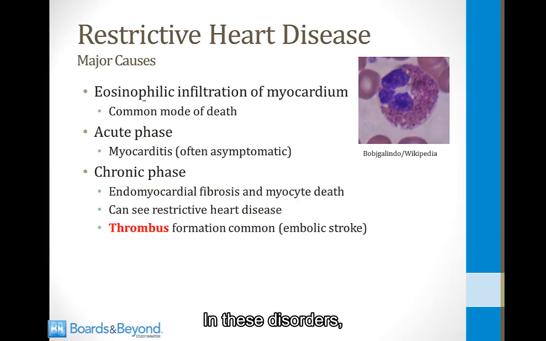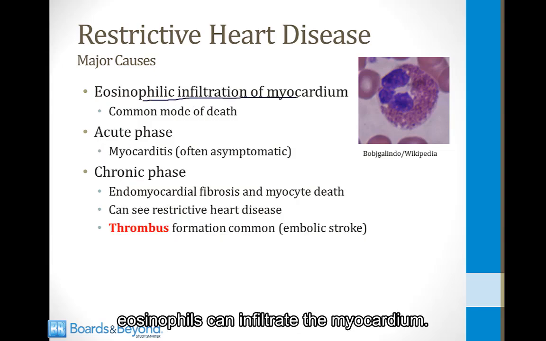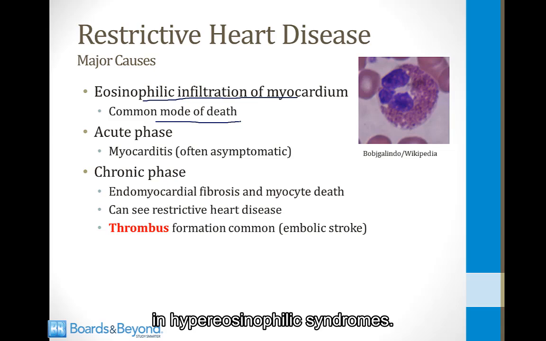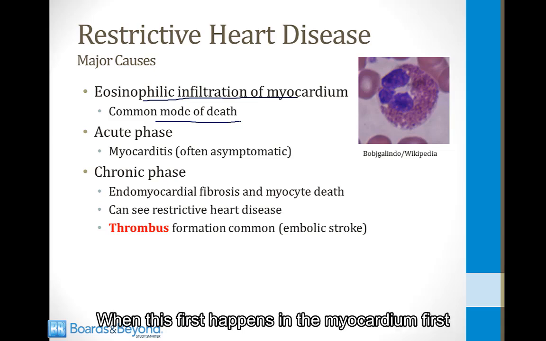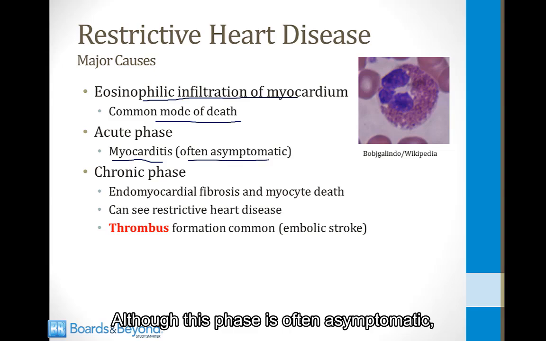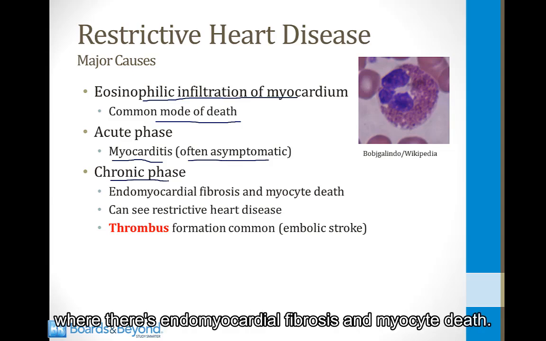In these disorders, eosinophils can infiltrate the myocardium, and in fact, this is a common mode of death in hypereosinophilic syndromes. When this first happens and the myocardium first is invaded by eosinophils, this can lead to inflammation and myocarditis, although this phase is often asymptomatic, so patients are unaware it's going on. They then develop the chronic phase where there's endomyocardial fibrosis and myocyte death.